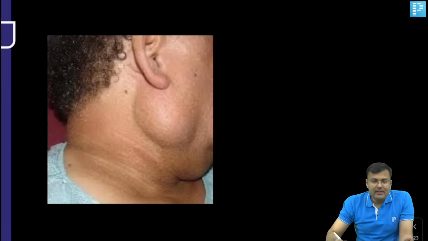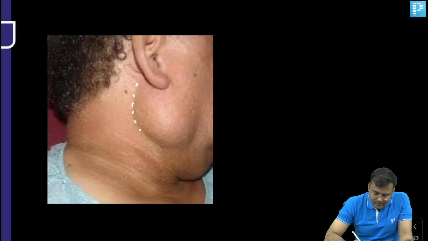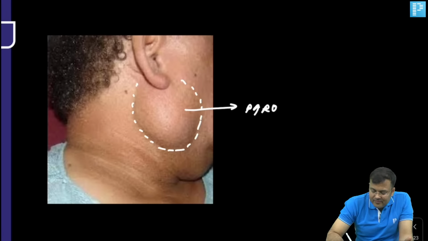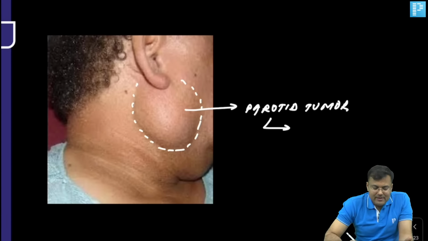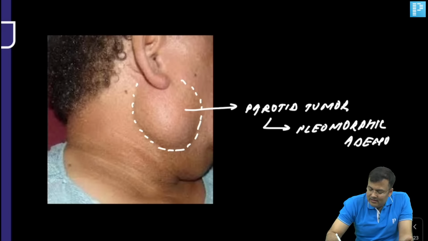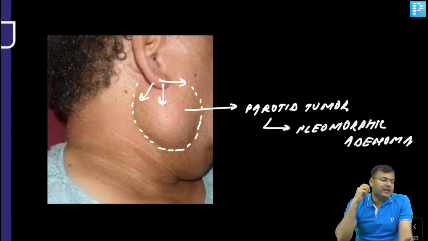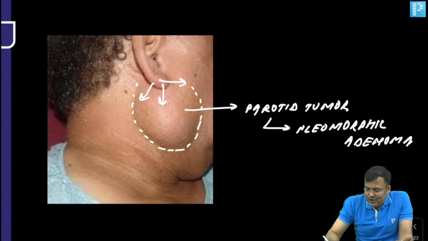Next question, easy. Tell me, where is the tumor, and which tumor is this? Parotid tumor. Can you tell me what is the most common parotid tumor? This is pleomorphic adenoma. Can you see the typical location? It is located in front, below, behind ear lobule pushing it up. So, this is pleomorphic adenoma, right?